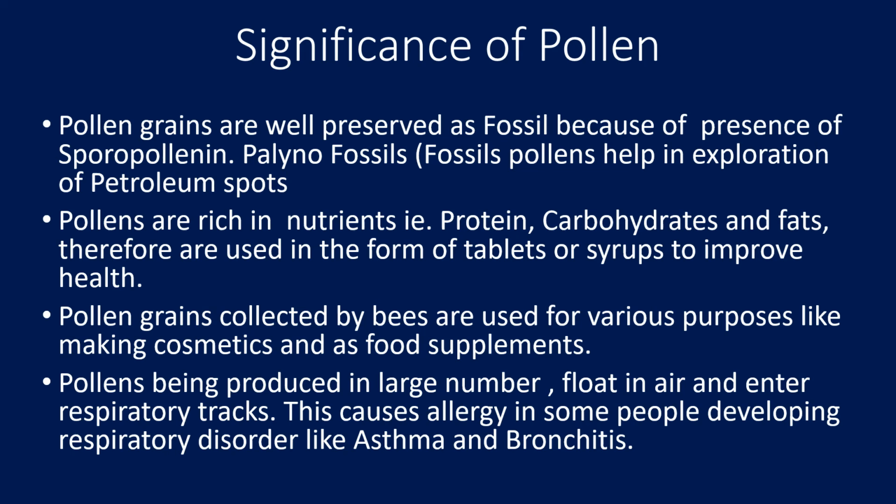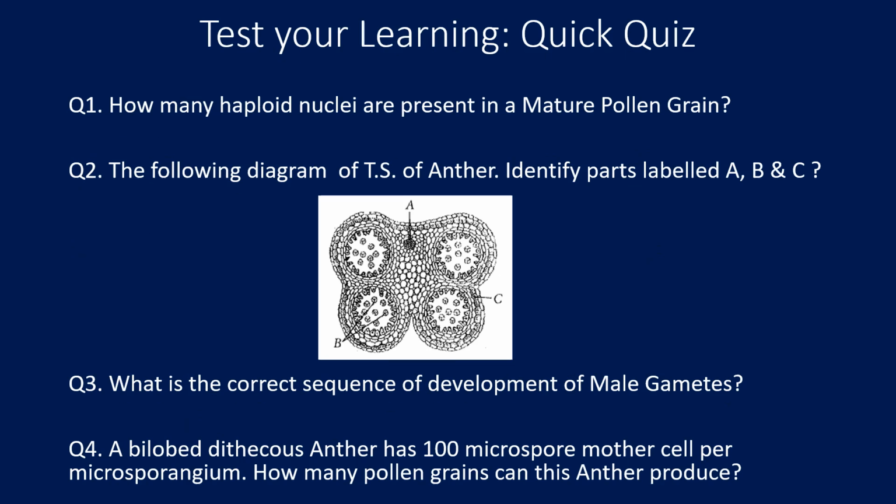Next, pollen is rich in nutrients like protein, carbohydrates and fats, and is mainly used in tablet form and syrups, which improve the health of a person. Pollen grains are collected by bees, which are used for various purposes, making cosmetic products and food supplements. Pollen being produced in large numbers, even floats in air and enters the respiratory tract, and these pollen grains can cause allergy in people, developing respiratory disorders like asthma and bronchitis.